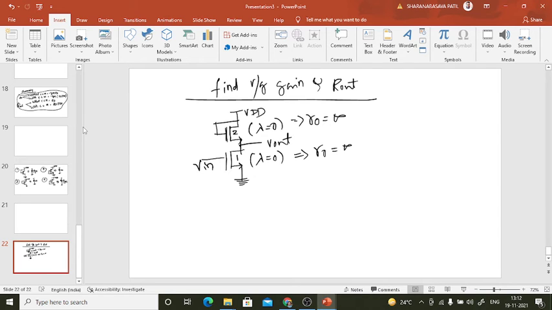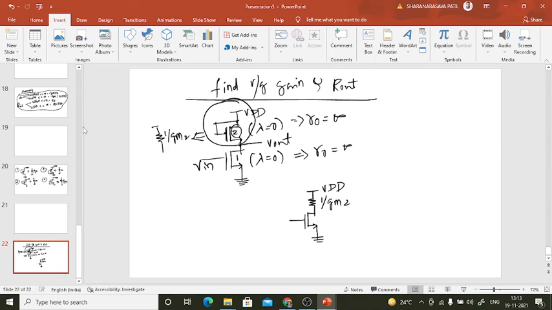So I previously said this gate and drain are tied together, which will give a resistance of 1 by gm2. Since this is MOSFET number 2, I am calling it gm2. Let's draw this one like this now. VDD, this resistance is 1 divided by gm2. This MOSFET I am drawing as it is, and I am applying input here.